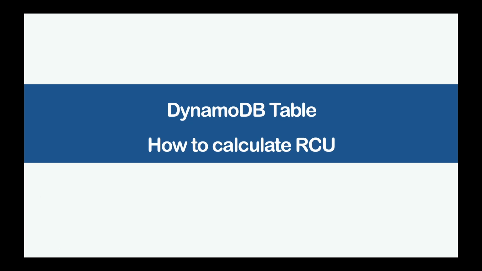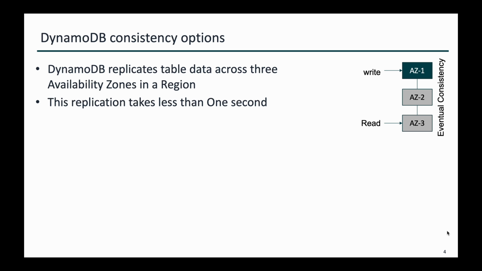This is Yunus. Today we are going to discuss the DynamoDB table and how we calculate the read capacity unit, RCU. Okay, let's begin. Before we understand how to calculate the read capacity unit, we need to understand another concept related to DynamoDB tables, which is consistency. There are two types of consistency: strong consistency and eventual consistency. Let us try to understand what they are.